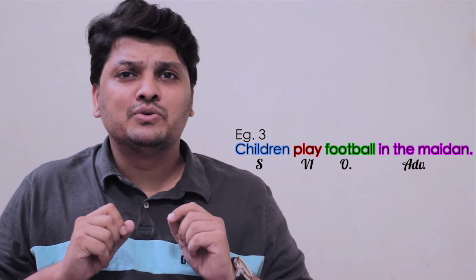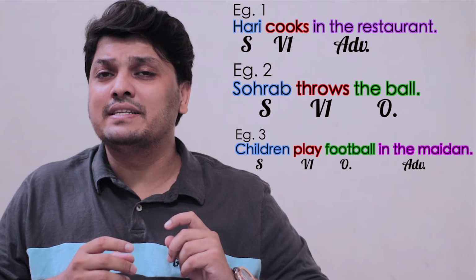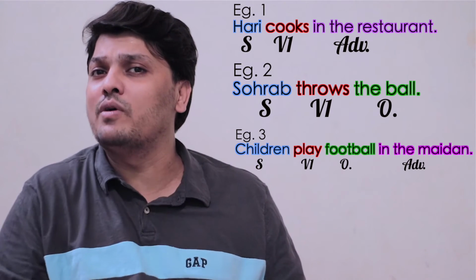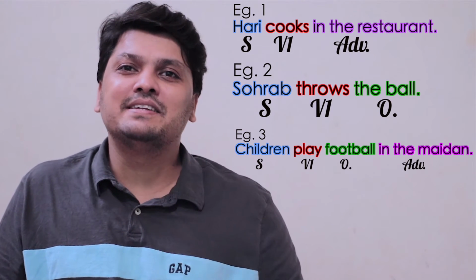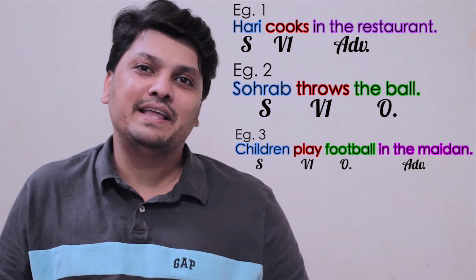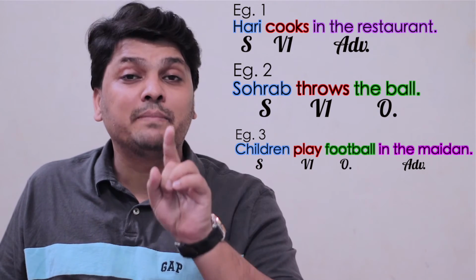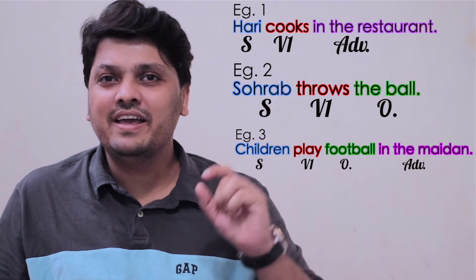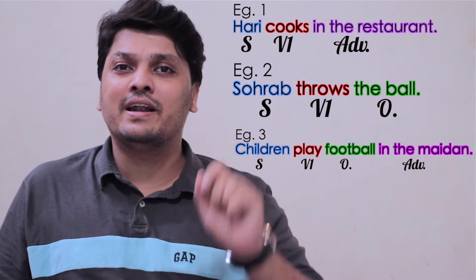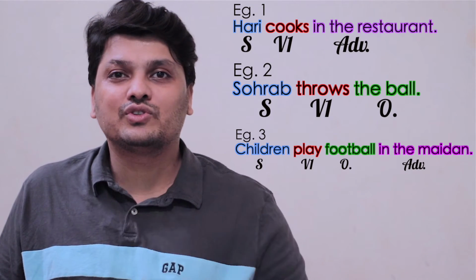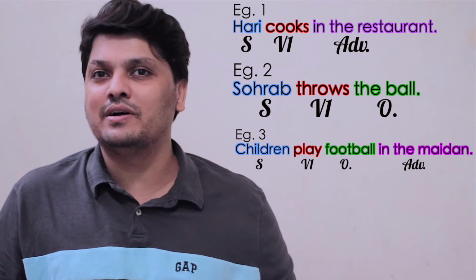Now one thing I want to tell you, I think you might have marked it. In the first two sentences, I have used S at the end of the verb: cooks, throws. But in the third sentence, I did not use S at the end of the verb. Why? Because in the first two sentences, subjects were singular. Hari is singular. That is why cooks. Saurabh is a singular noun. That is why throws. Children is plural. That is why no S to the verb.